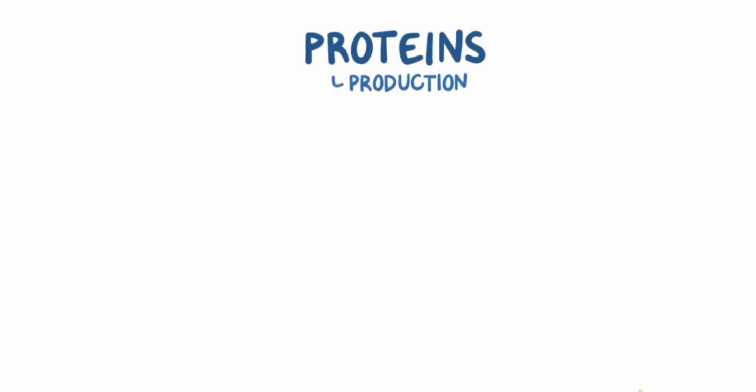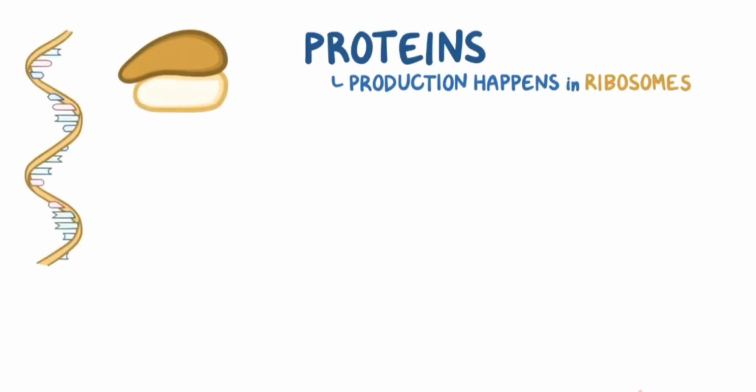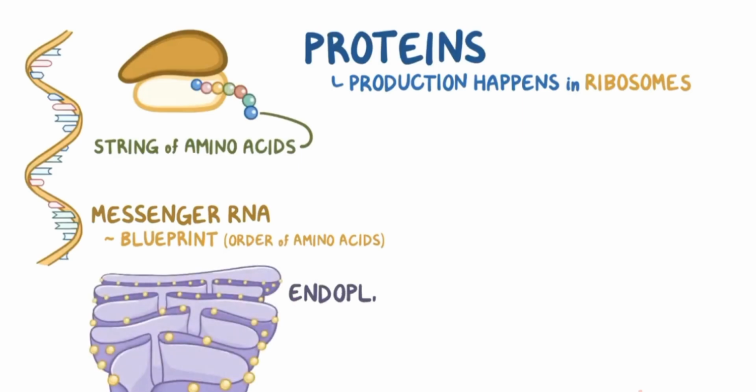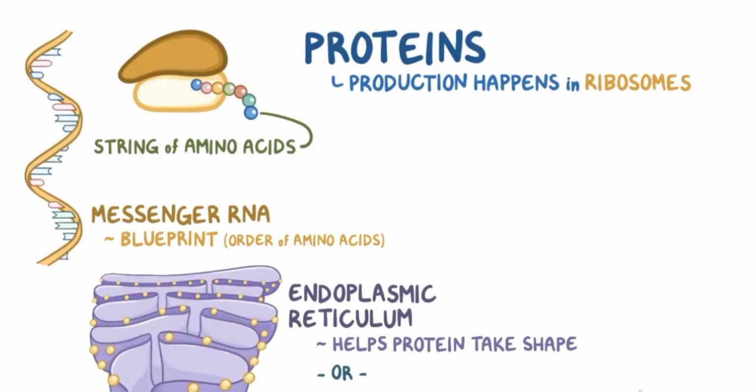Now, protein production itself happens in cellular structures called ribosomes, which use the messenger RNA, which is essentially a blueprint that tells the ribosome exactly the order of amino acids that are needed. At this point, the protein is just a growing string of amino acids. As it grows, it's either being injected into another organelle, called the endoplasmic reticulum, which will help the protein take shape, or it's being translated directly into the cytosol.